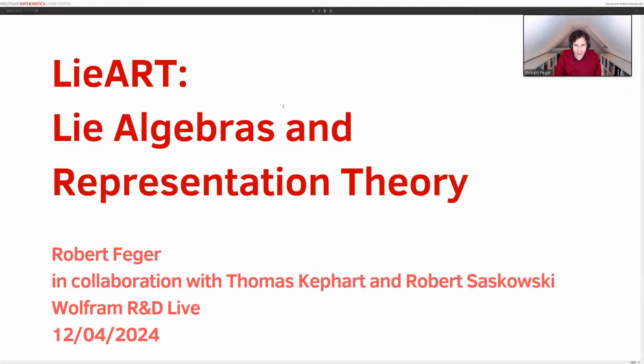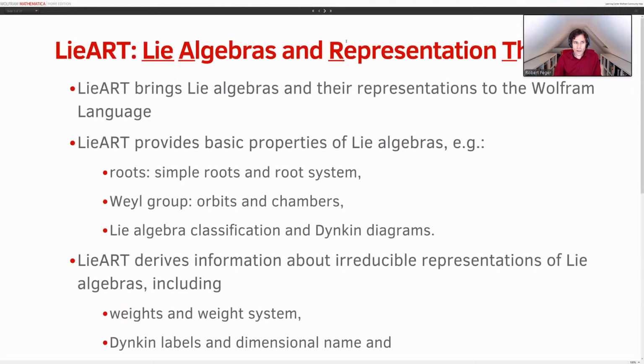My name is Robert Feger, and it is my pleasure to talk about LieART for algebras and representation theory in the Wolfram language. LieART was developed by me together with Tom Kephart and Robert Saskowski. LieART is just short for algebras and representation theory, and LieART brings algebras and the representations to the Wolfram language.